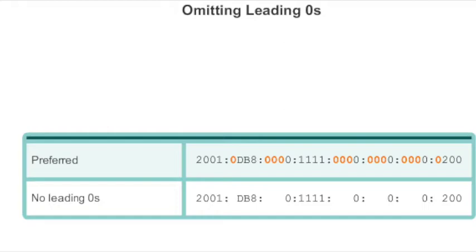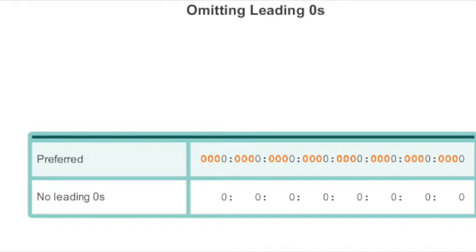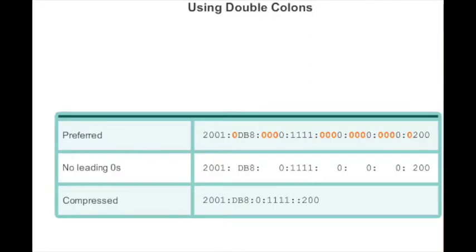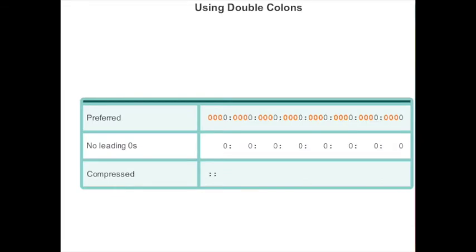The first one is omitting leading zeros. This rule applies to leading zeros, not to trailing zeros, otherwise the address would be ambiguous. Rule number 2 is using double colons. This second rule helps to reduce notation by using a double colon, replacing any single contiguous string of one or more 16-bit segments, or hextets, consisting of all zeros.